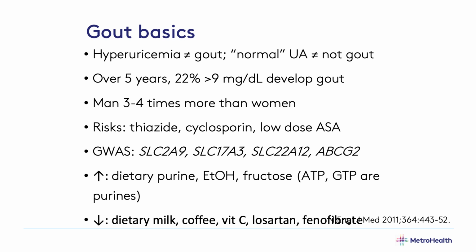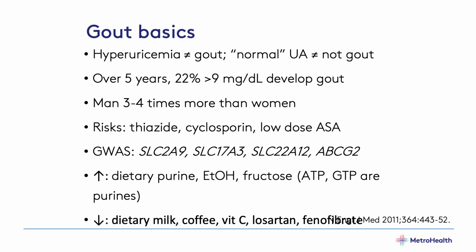Here are some basics about gout that I abstracted from a nice review by Neogi in New England Journal of Medicine some years ago. Just because you have hyperuricemia doesn't mean that you will have gout. Just because you have a normal uric acid doesn't mean that you don't have gout. For those people who have a uric acid greater than 9 milligrams per deciliter, in the next 5 years, about a fifth of them will develop gout.